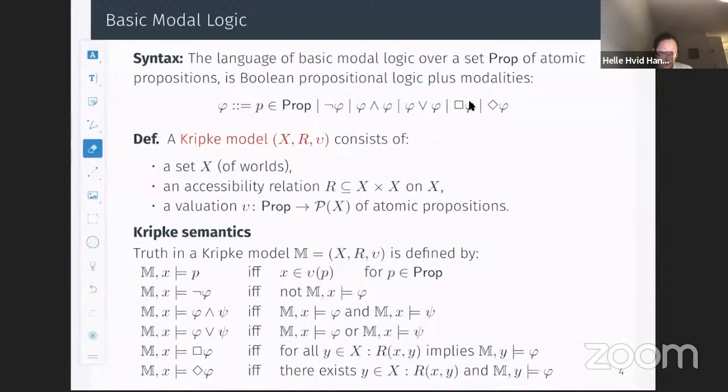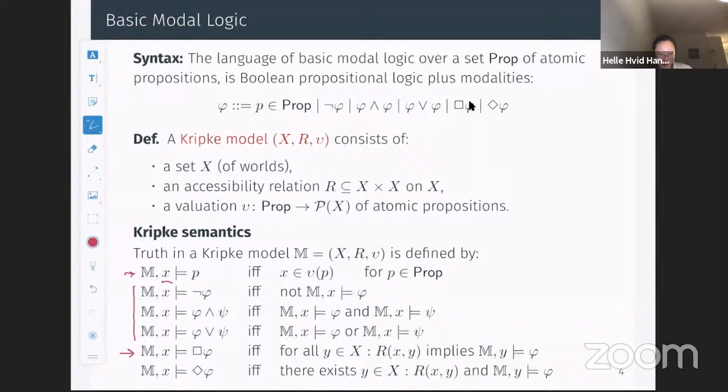So we say that an atomic proposition is true at a state x in the model precisely when x is in the valuation of the atomic proposition. Now, all the Boolean connectives are defined exactly as you would expect. Namely, not phi is true if and only if it is not the case that phi is true, etc. And the interesting part is, of course, when we get to the modalities.